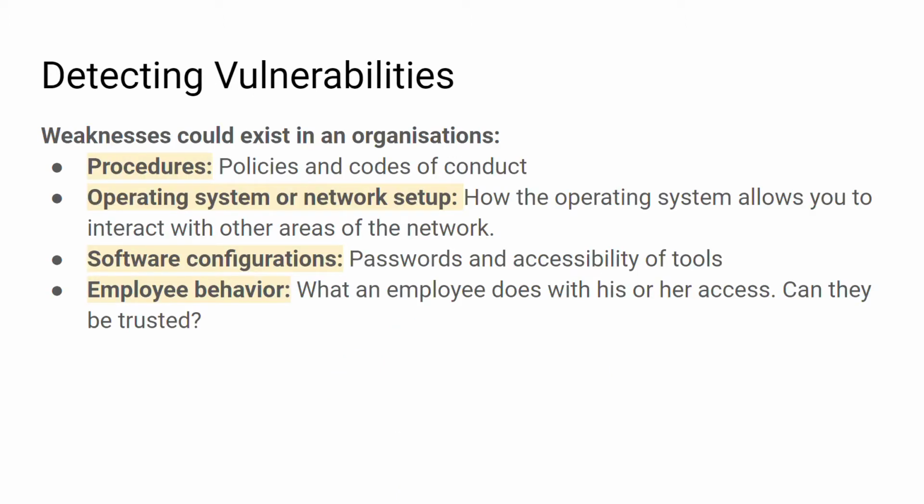Weaknesses could exist in computer systems in many forms. Procedures might not be very clear, so people might not understand what the rules are on how to use a computer system. A network or some software might not be configured correctly. And sometimes the behavior of a person might be put into question.